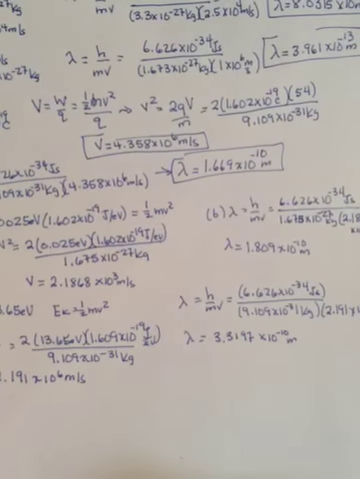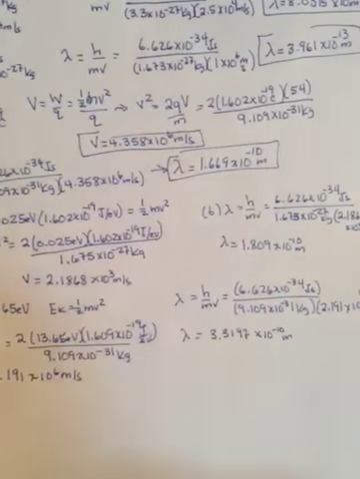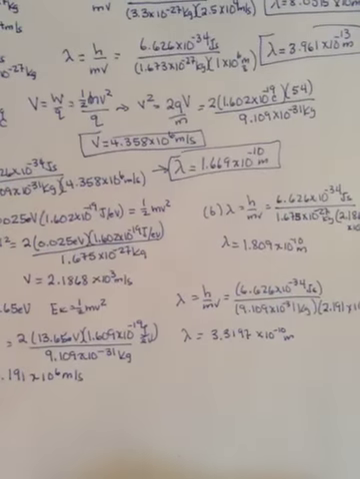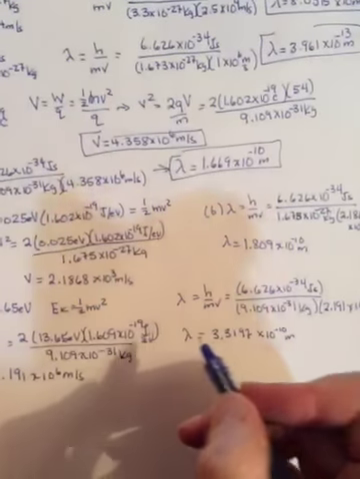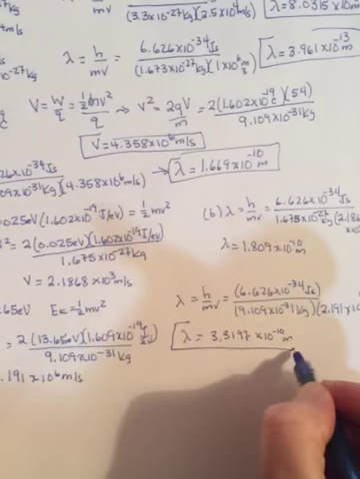Okay, so at the end of the last video, we were on 18b, just about to get the de Broglie wavelength of the electron. So here it is, 3.3197 times 10 to the 10th.